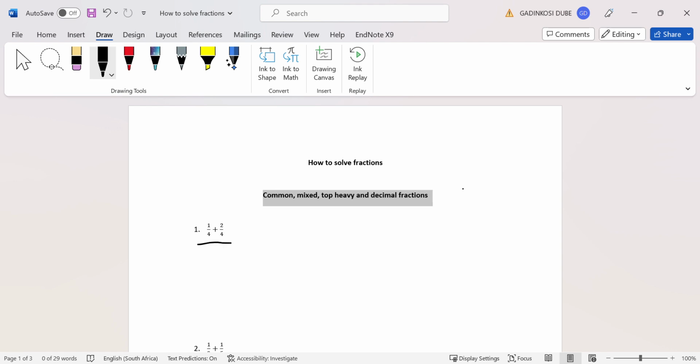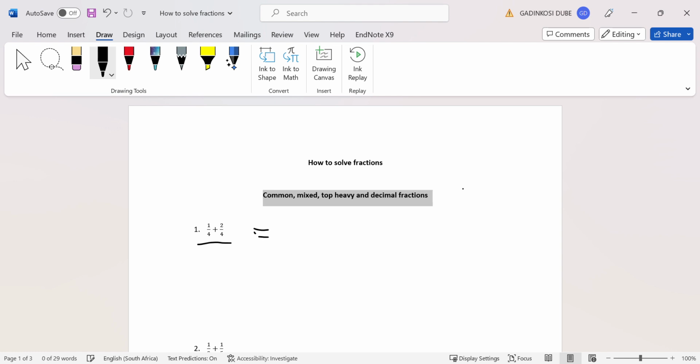we've got 1 over 4 plus 2 over 4. So basically here you've got the same denominators, okay, different numerators. So once you're given something like that, you just simply add. There's no need for you to convert anything.